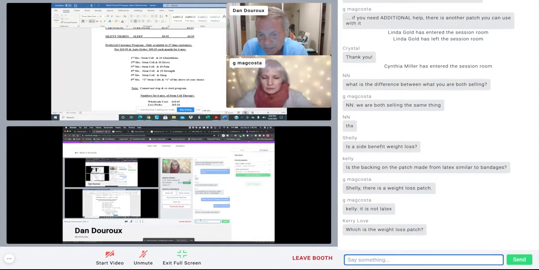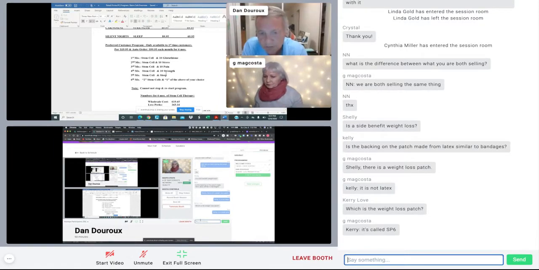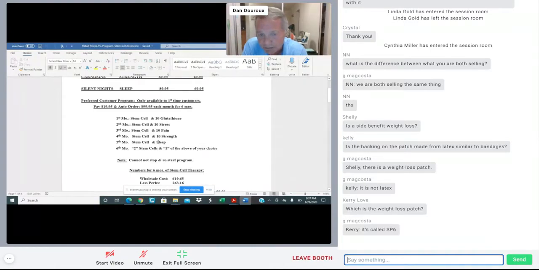And they'll sample you each month. You get the stem cell each month, and then you get a sample each month of the glutathione, of the stress, of the more specific pain relief one, the strength one, and the sleep one. Then at the end of 6 months, you'll get another stem cell. You'll get 2 stem cells, plus you'll get one of the samples that you like most. Now, I have people using these patches every other day, and they're doing well by them. So this 6-month program will literally last you a year.